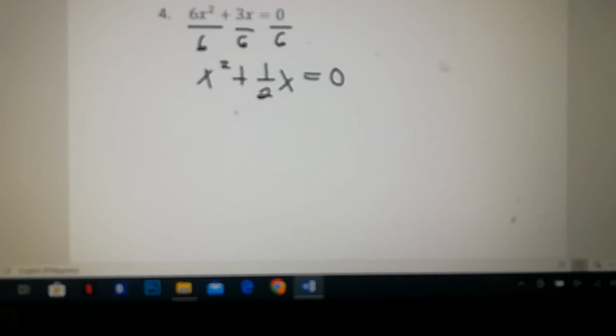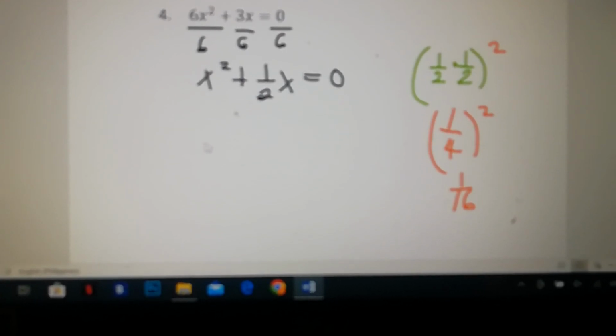Now make the left side a perfect square trinomial. Again, take 1/2 of the coefficient of the linear term, which is equal to 1/2. So 1/2 times 1/2, whatever the result, you square. So 1/4 is the result. You square the result, which is equal to 1/4. That's now equal to 1 over 16. So therefore, you add 1/16 to both sides of the equation.